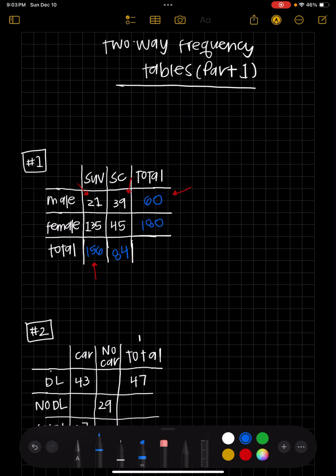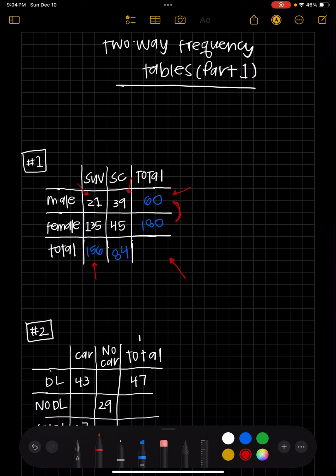Now there's one more box that's left blank, which is that bottom right-hand corner. And the cool news is this is a good way to double check that we've done it right. So what we can do is we know from this column right here that there's a total of 60 males and 180 females. So this box right here should tell me the total amount of people that were surveyed.